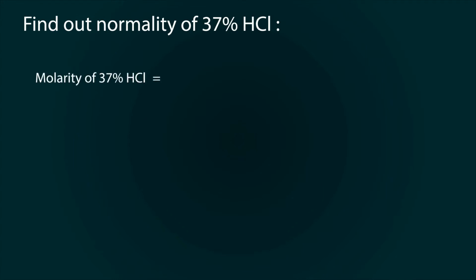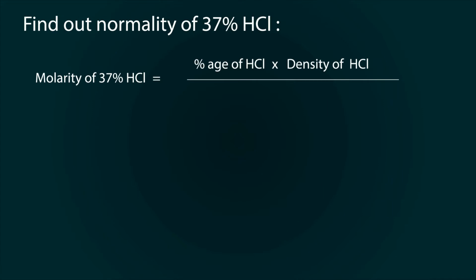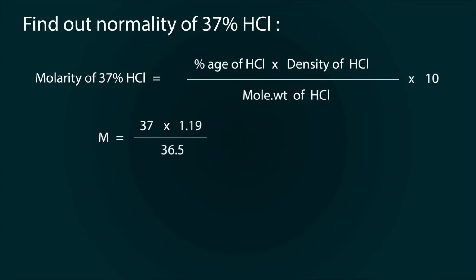The formula of molarity is percentage of HCl multiplied by its density, whole divided by its molecular weight, and multiplied by 10. By putting the values as 37 multiplied by 1.19, whole divided by 36.5 multiplied by 10, we get our molarity as 12.